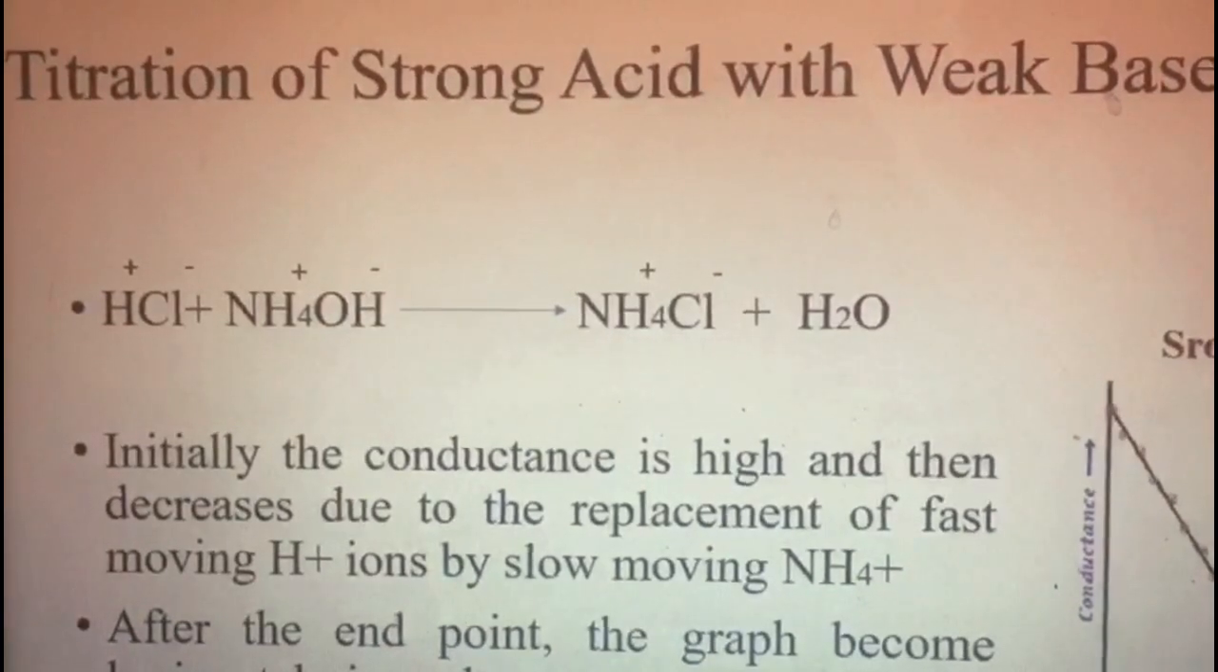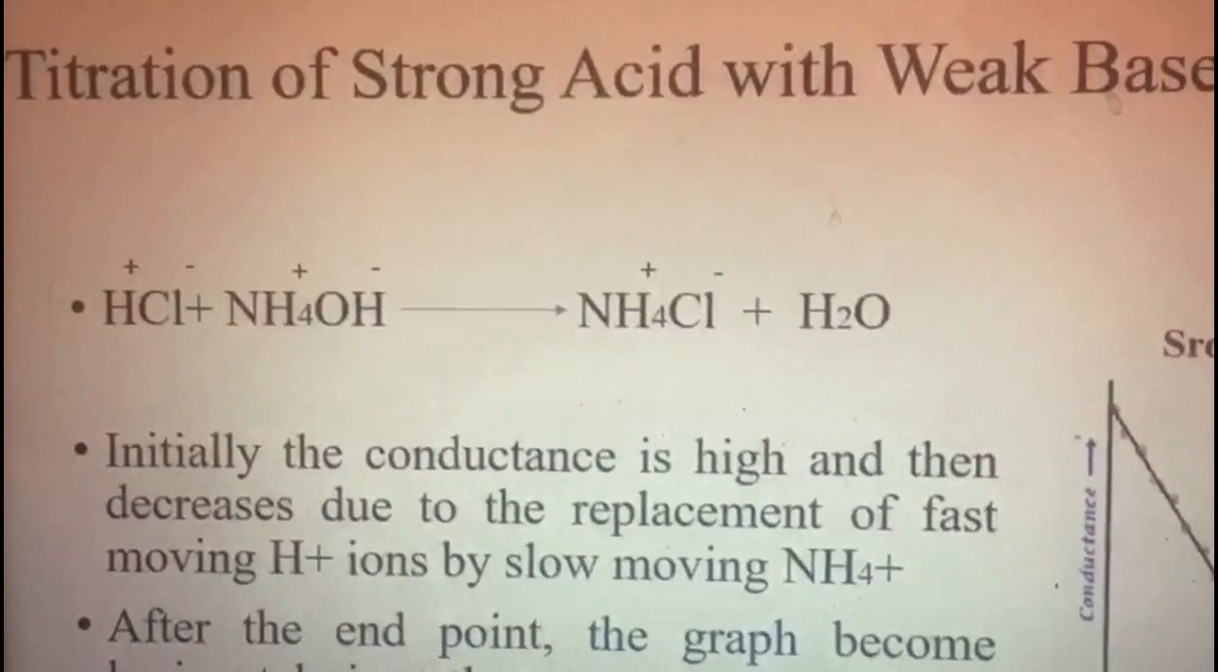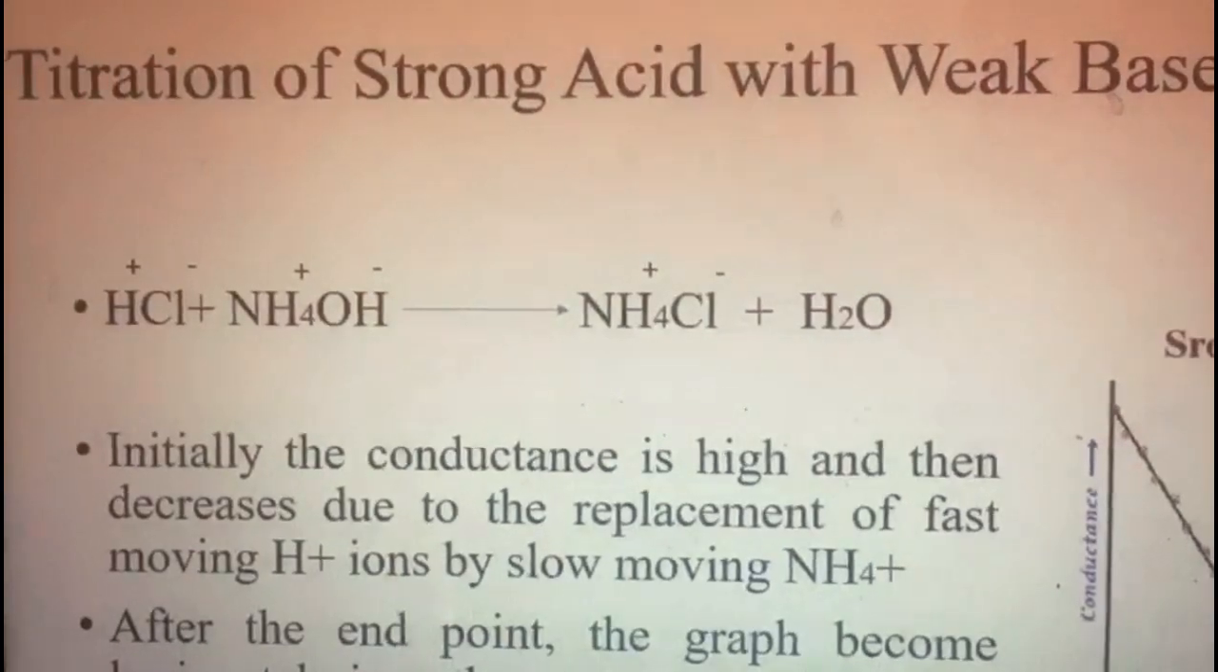So in the conductivity cell, initially only hydrochloric acid will be there, then H plus will give the conductance of hydrochloric acid. The migration of H plus will be high because H plus has higher conductivity, so the conductance will be very high initially. That means with only hydrochloric acid, the conductance of the solution will be very high.